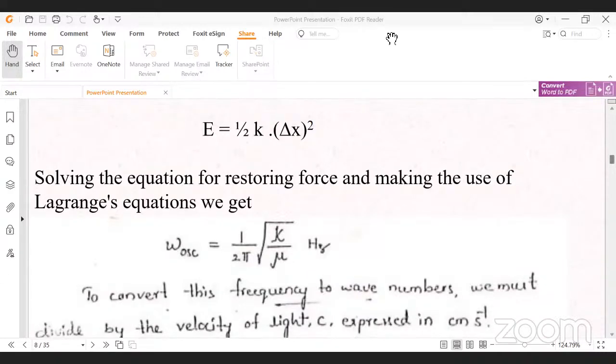Solving the above equation for the restoring force and making use of Lagrange's equation, we get that the oscillation frequency ω oscillation is equal to 1 by 2π root of k by μ. This equation is very important, where k is the force constant and μ is the reduced mass.